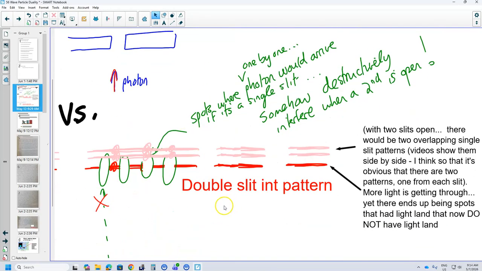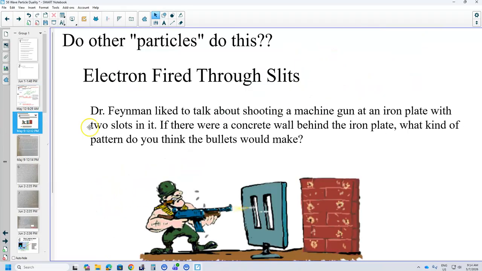Versus the double slit interference pattern, right? Spots where photons would have arrived, but now they don't when you open that extra slit. Very odd stuff, right? So do other particles do this is the question. We see photons as particles doing this, and so we're wondering if other particles do this, and the answer is yes. Electrons firing through slits do this. This isn't what you'd get. You wouldn't just get two spots behind the open doors here. You'd actually get an interference pattern, as it turns out.